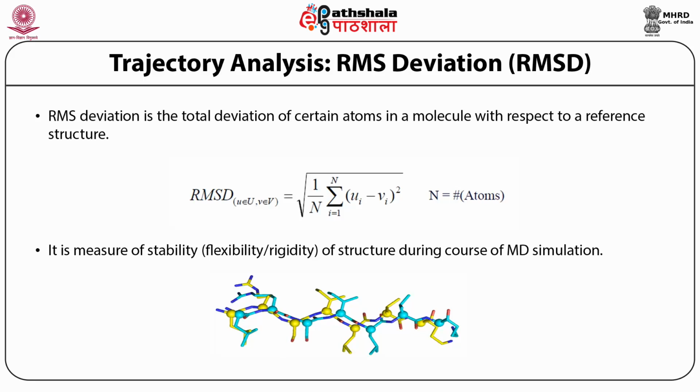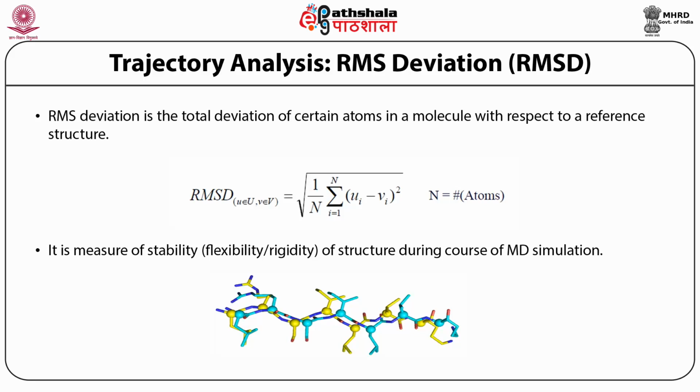In case of MD simulation, RMS deviation indicates the difference between two conformations of the same molecule with respect to time. It gives a measure of stability of a structure during MD simulation. That means lesser the variation, more stable is the structure, and vice versa.